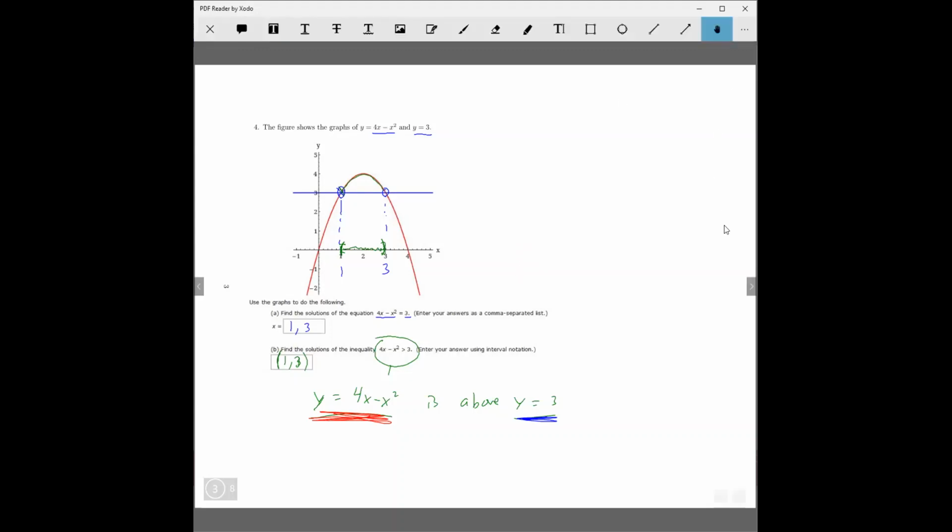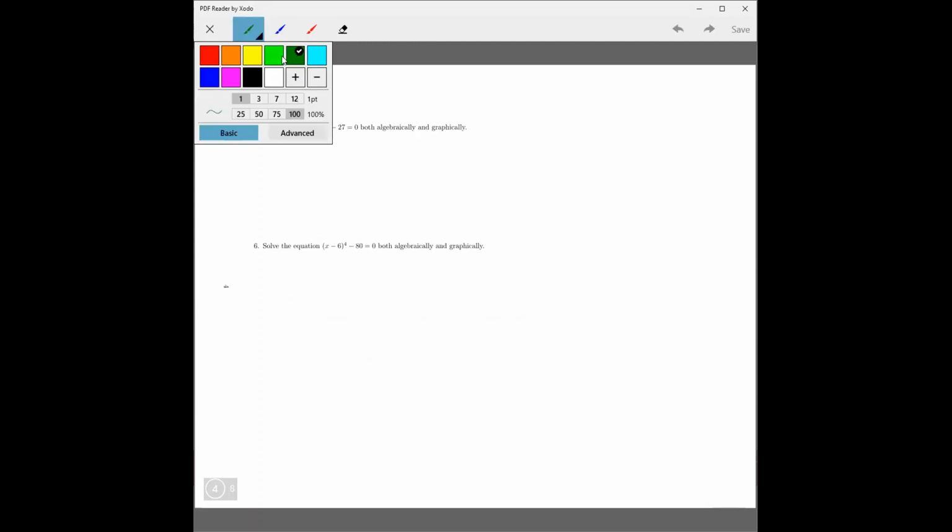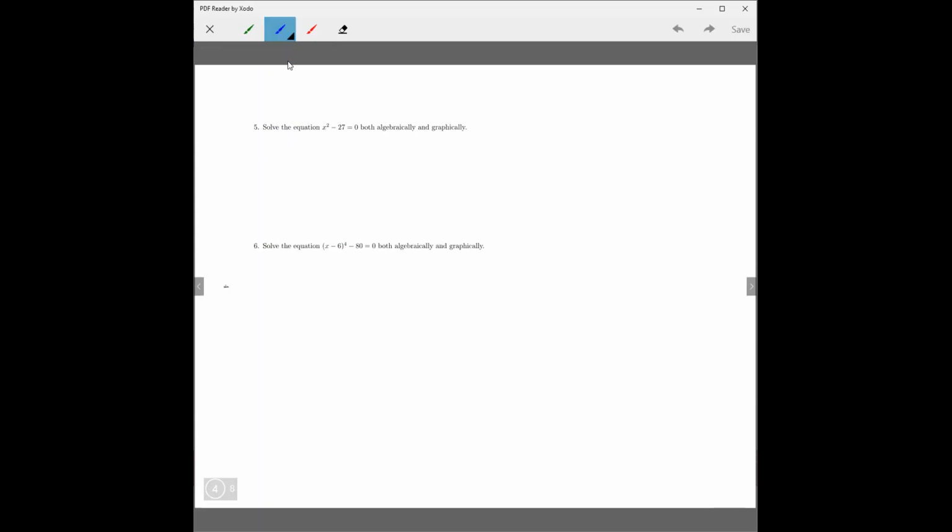Okay, let's move to the next exercise. These ones, they say solve it algebraically and graphically. But I think I'm gonna just skip the graphically part, because I'll give you plenty of examples of solving graphically. Okay, so algebraically would be you take this equation and solve for x.